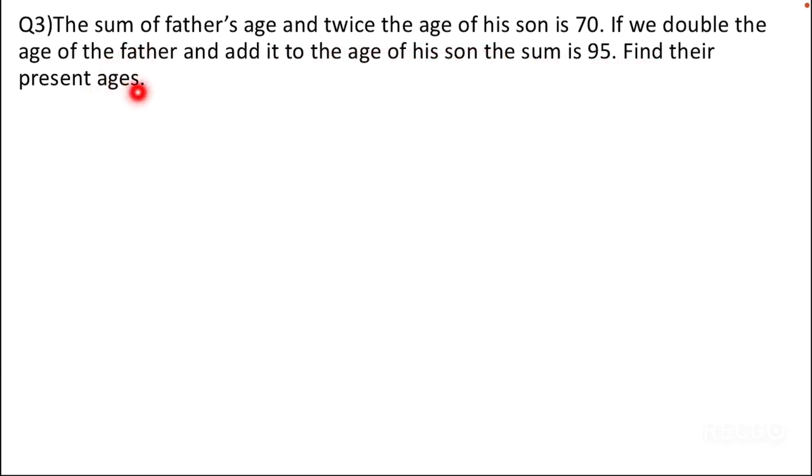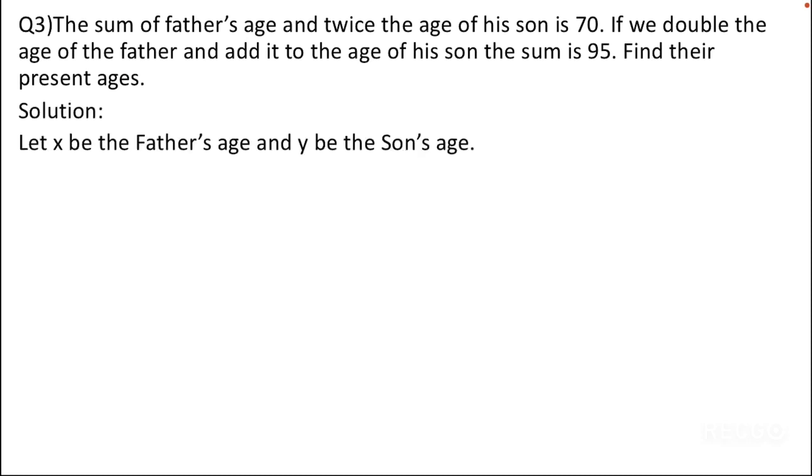Find their present ages. Now by reading the question, what we understand is that we have to find the age of father and we have to find the son's age. So let us take x as the father's age and y will be the son's age. You can take x as son's age and y as father's age also.